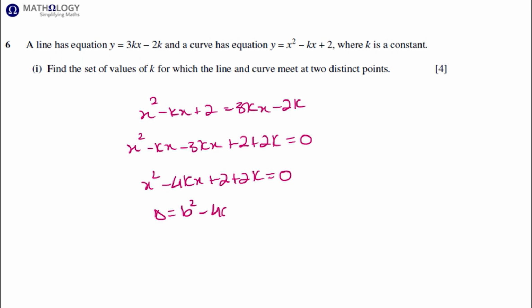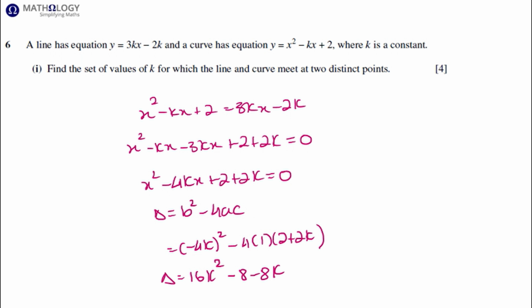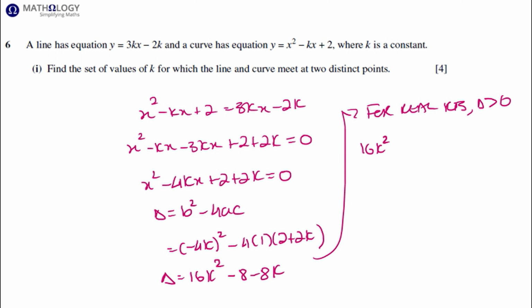Delta equals b squared minus 4ac. That's minus 4k all squared minus 4 times 1 times 2 plus 2k. That equals 16k squared minus 8 minus 8k. And for real roots, delta must be greater than 0. So 16k squared minus 8k minus 8 is greater than 0. We can divide through by 8. So 2k squared minus k minus 1 is greater than 0.